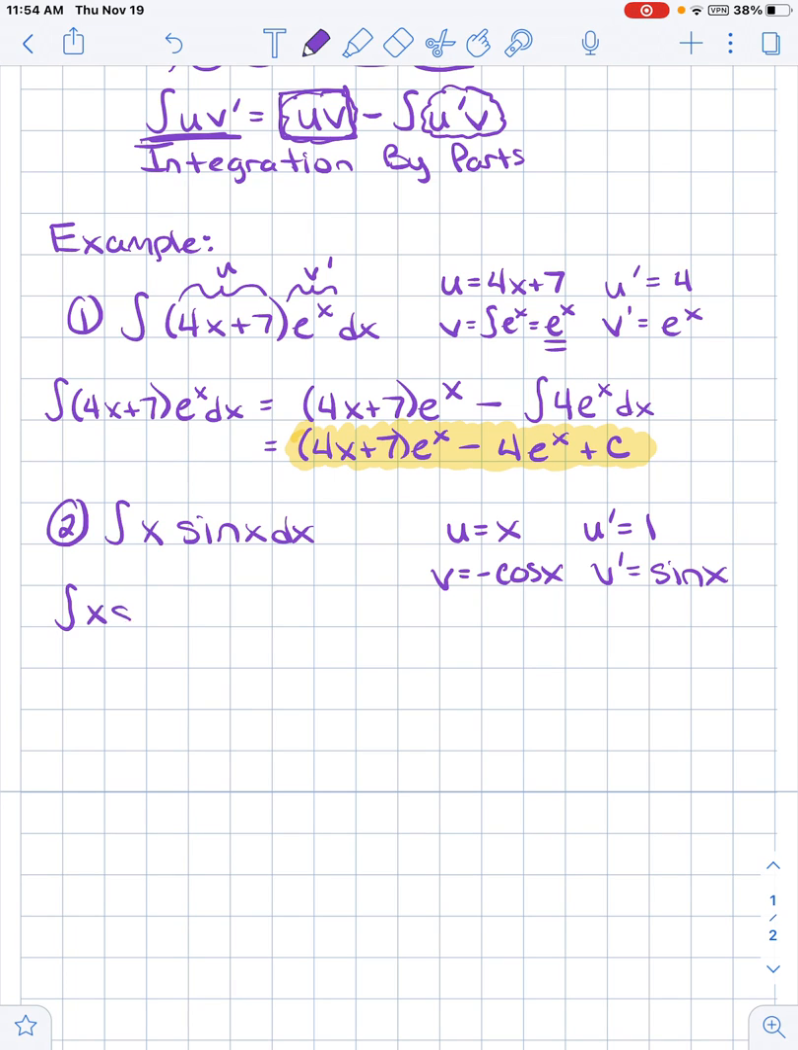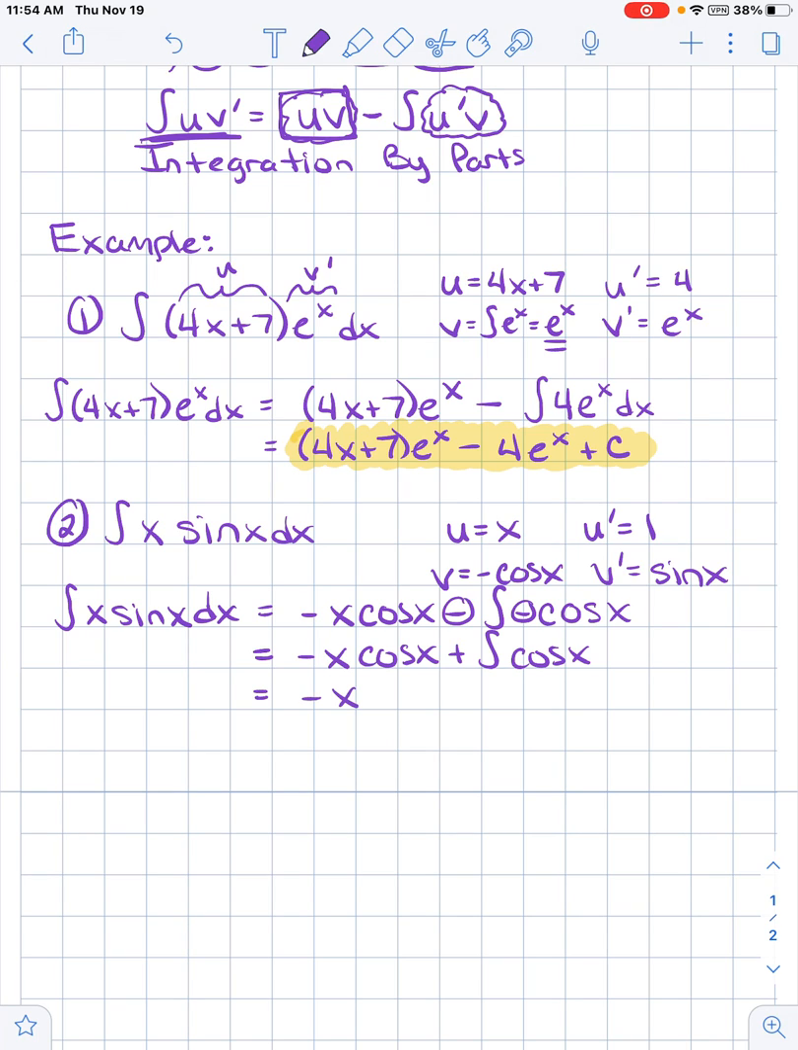Now I can rewrite this as u times v, so that's negative x cosine x minus the antiderivative of u prime times v, so the antiderivative of negative cosine x. If I now integrate, actually what I'll do first, got to really be careful with these minuses. This minus and that minus really becomes plus the antiderivative of cosine x, and then the antiderivative of cosine x is sine x plus c.